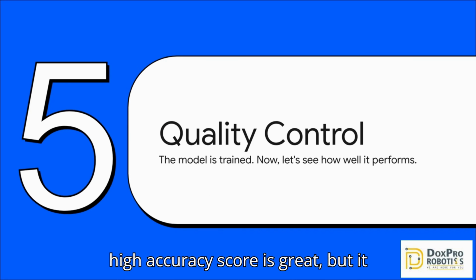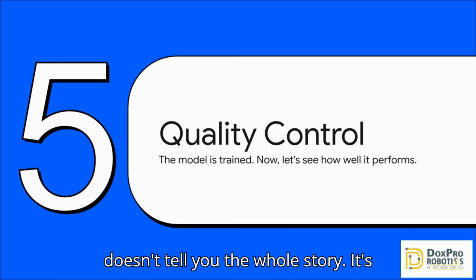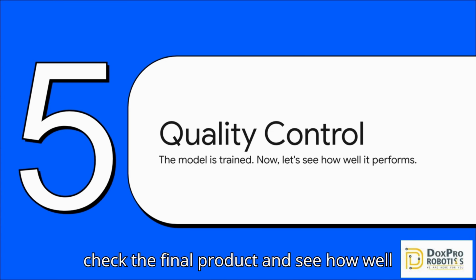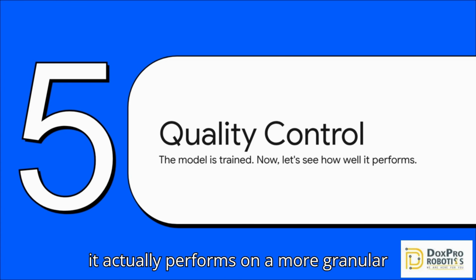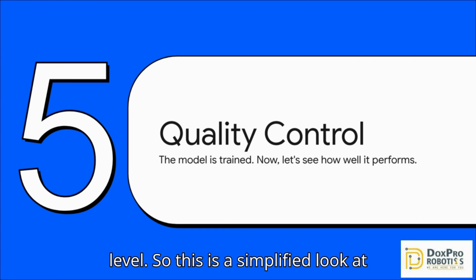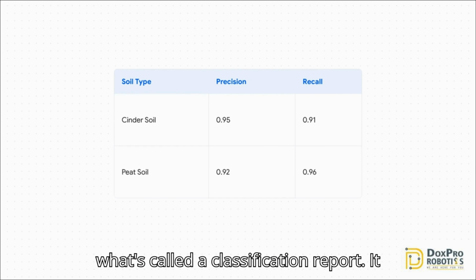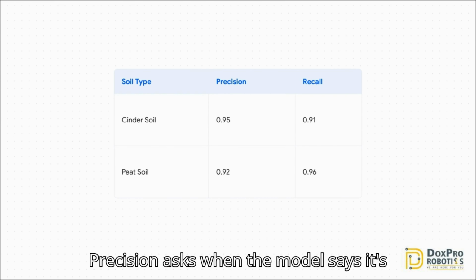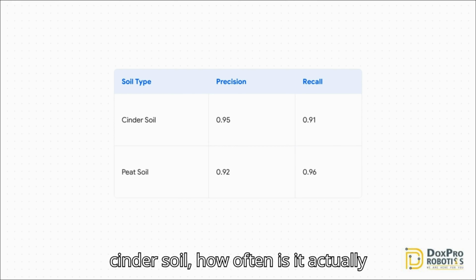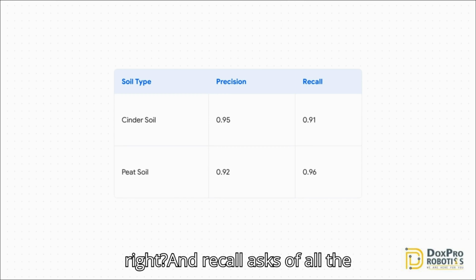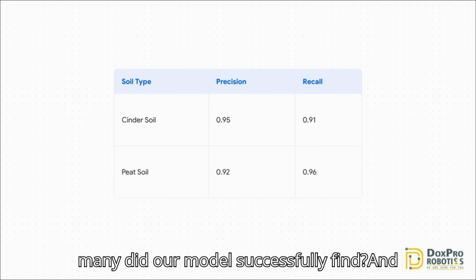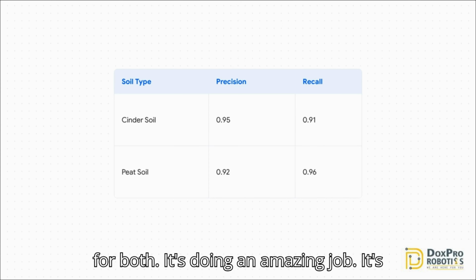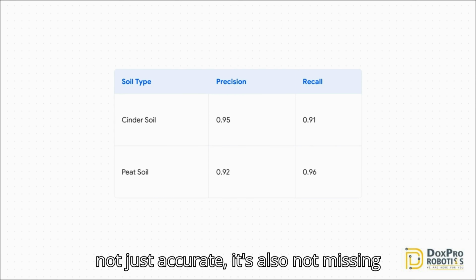But a high accuracy score is great, but it doesn't tell you the whole story. It's time for some quality control. We need to check the final product and see how well it actually performs on a more granular level. So this is a simplified look at what's called a classification report. It gives us two really important numbers. Precision asks, when the model says it's cinder soil, how often is it actually right? And recall asks, of all the real cinder soil pictures out there, how many did our model successfully find? And as you can see, with numbers in the 90s for both, it's doing an amazing job. It's not just accurate, it's also not missing much.